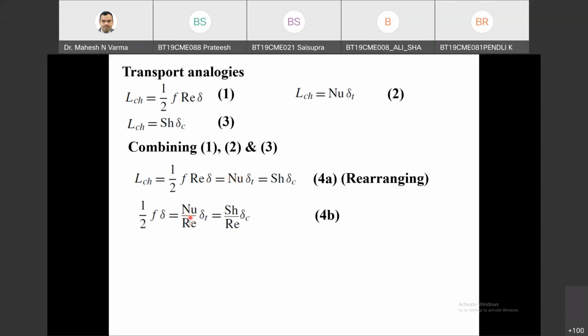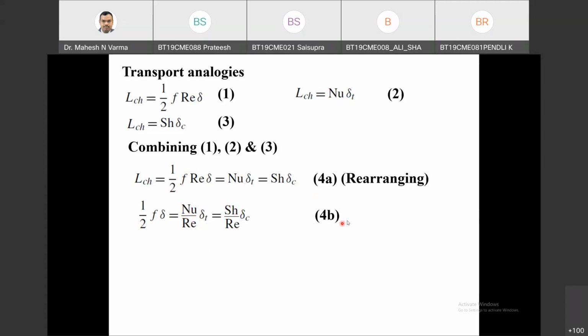So this is Nusselt number divided by Reynolds number, rearranging. Okay, now this equals this equals this. So half friction factor into delta will be equal to Nusselt number divided by Reynolds number into delta T, will be equal to Sherwood number divided by Reynolds number into delta C. So this is not equal to L_CH, but as these three expressions are the same, L_CH, I can rearrange, divide all three by Reynolds number. So Nusselt number divided by Reynolds number and Sherwood number divided by Reynolds number.